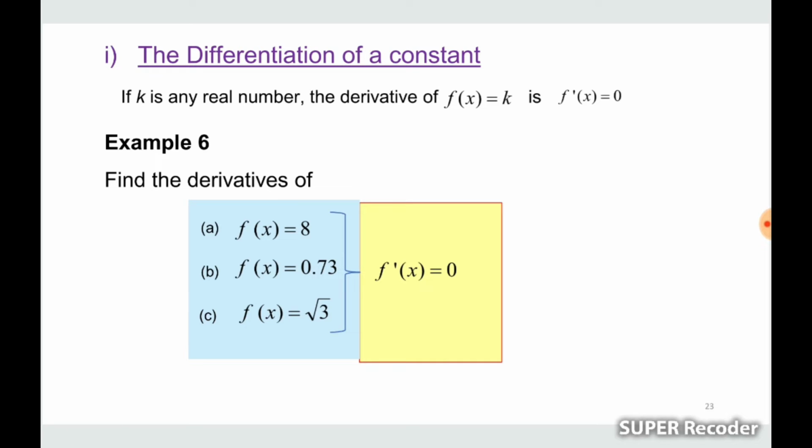The differentiation of a constant. If k is any real number, the derivative of f(x) equals k is 0. For example, number 6, find the derivative of f(x) equals 8, f(x) equals 0.73, f(x) equals 33. For these three functions, f prime x equals 0, because 8, 0.73 and 33 are constant k.